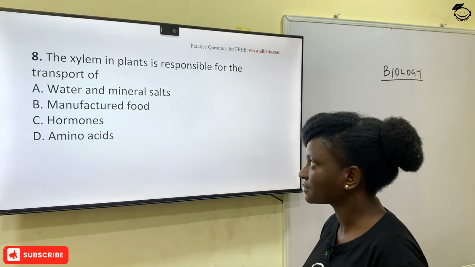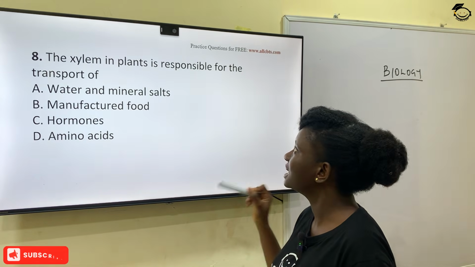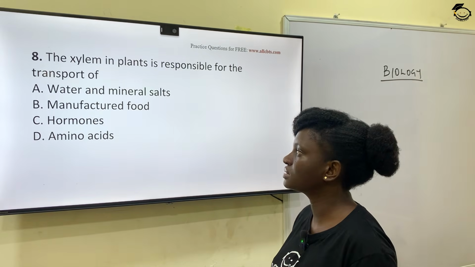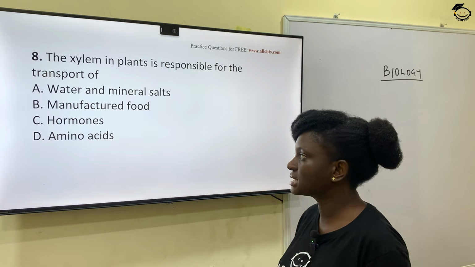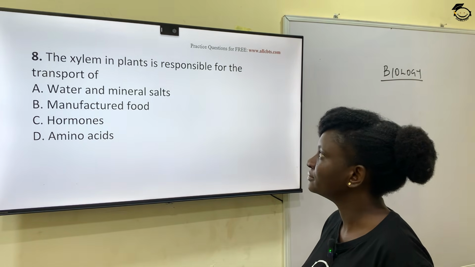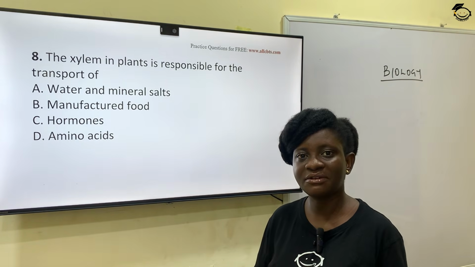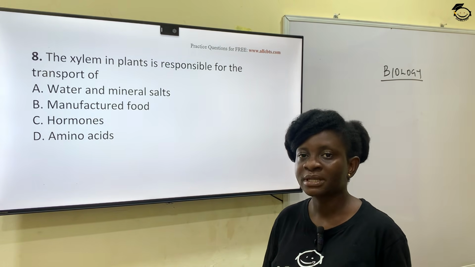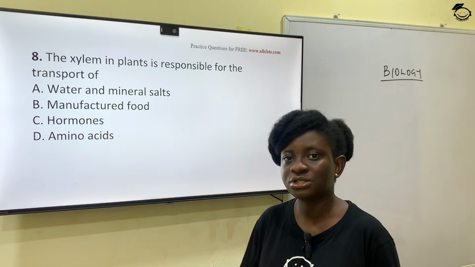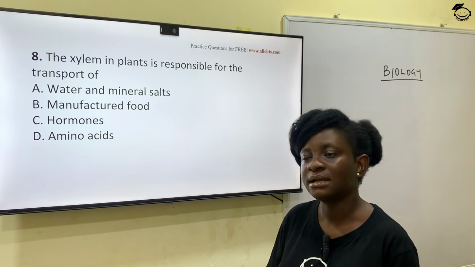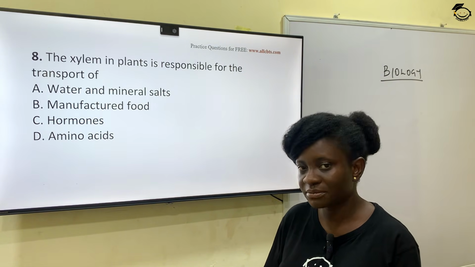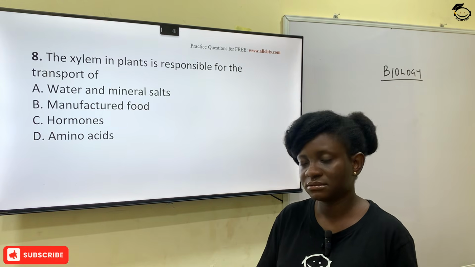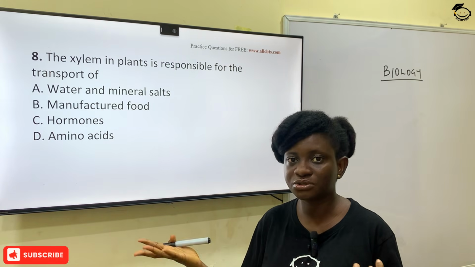Question 8. The xylem in plants is responsible for the transport of A, water and mineral salts, B, manufactured food, C, hormones, D, amino acid. So we have xylem and phloem, which are mainly for transport. The xylem is mainly for transportation of water from the root to every part of the plant. That's the work of xylem, while phloem is involved in transport of food.